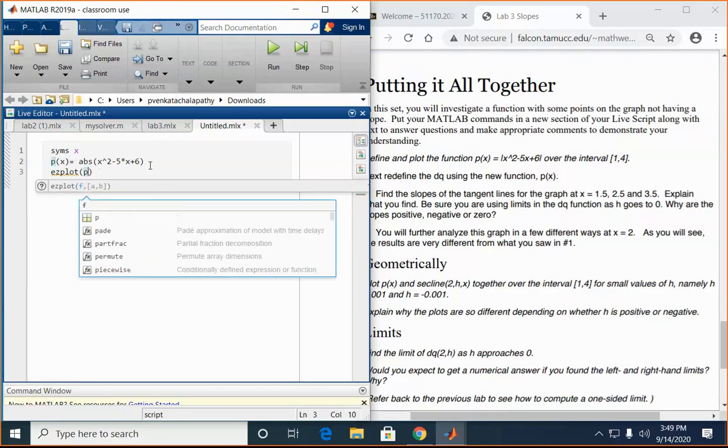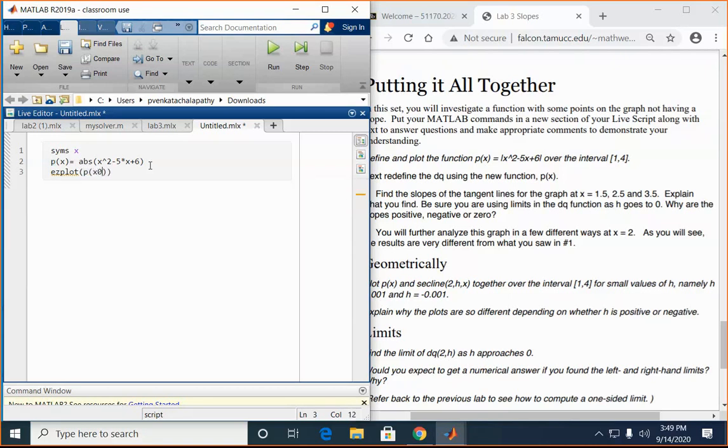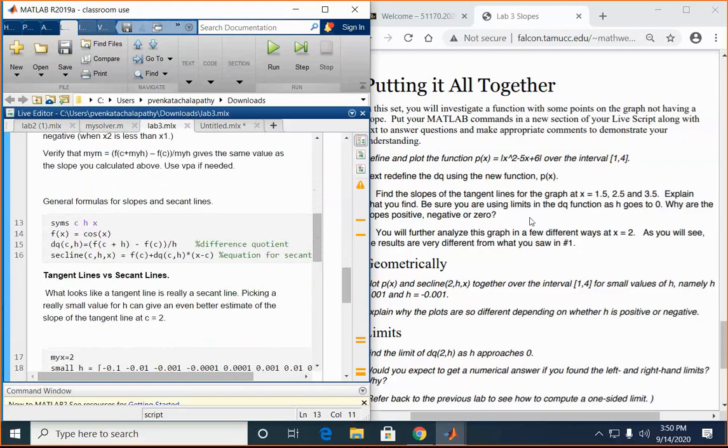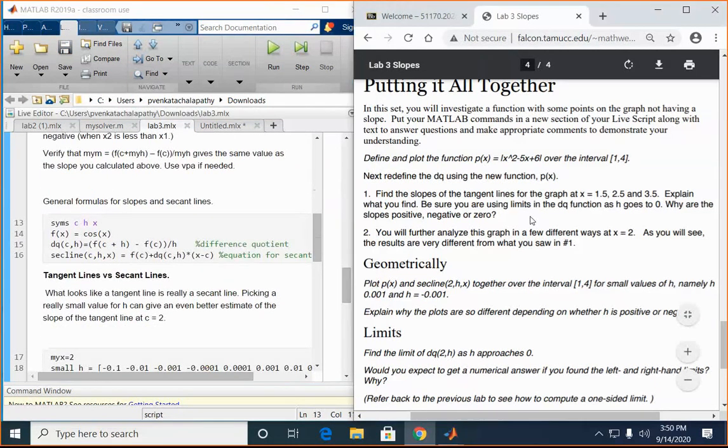What am I plotting? The function p of x, comma, the intervals. What are the intervals? 1, 4. 1 and 4. That's it. This is how you plot the function. You must know by now, we have already completed 2 labs actually. Okay. So once you do that, now you are going to find the dq.